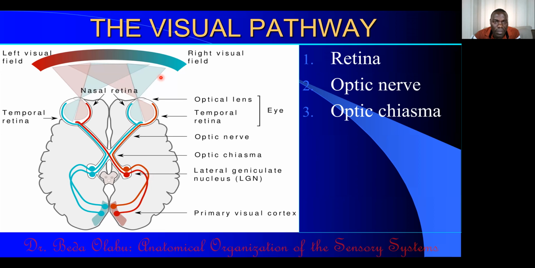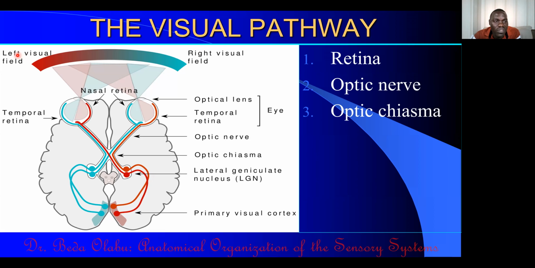But look at this ray. This ray is from the right visual field. It has landed on the right eye, so it has not yet decussated. This one will have to decussate. Same as that side, whichever eye you use, it's the same concept.